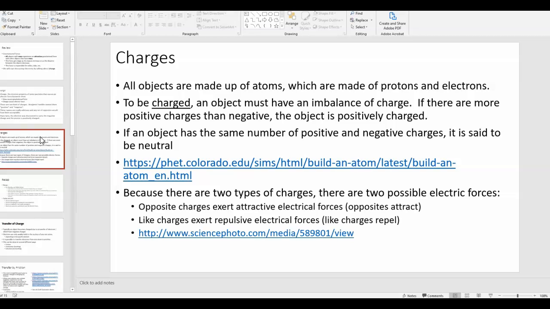And so if you have an object made up of a bunch of atoms, and some of those atoms have an imbalance of charge, then the entire object is charged. And so very simply, if you have more positive charge than negative charge, the entire object is positive. And if you have more negative than positive, the object is negatively charged. Okay, if an object has the same amount of positive and negative charge, it's said to be neutral.